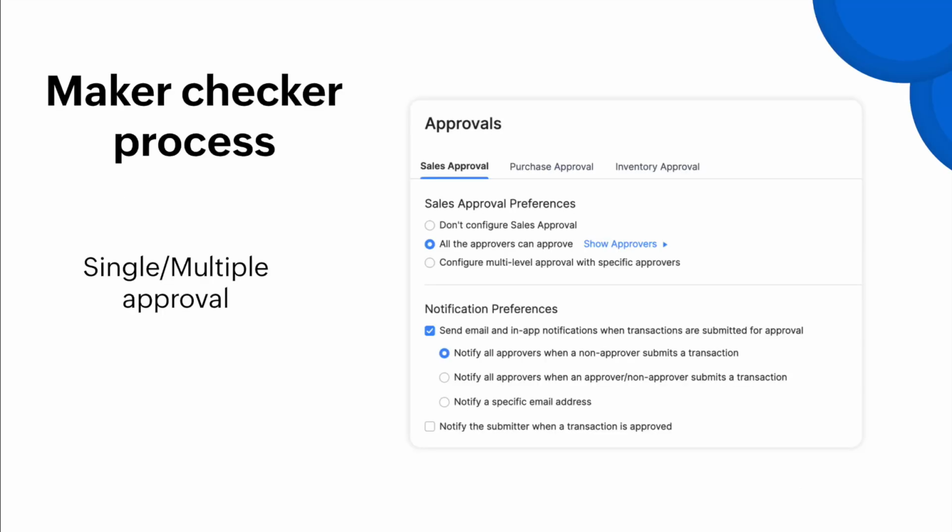Zoho Books offers you two kinds of approval in this front. One is the single or multiple approval. Here you can select multiple approvers in your organization. When any one of the approvers approves the transaction, it will be cleared and it can be sent across to your customer.